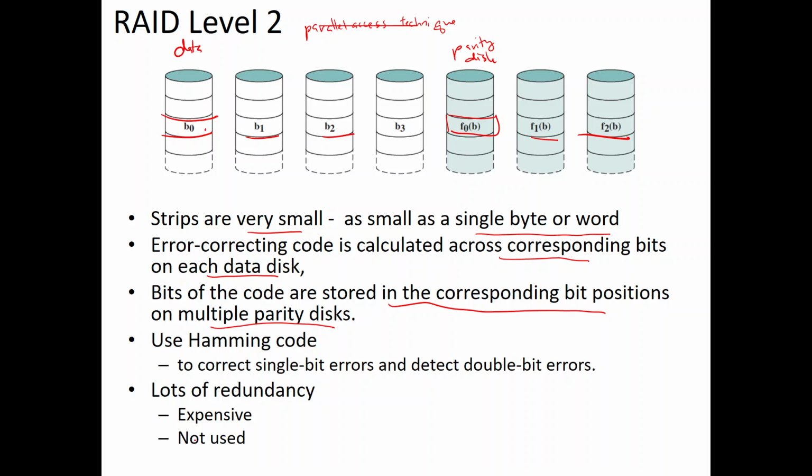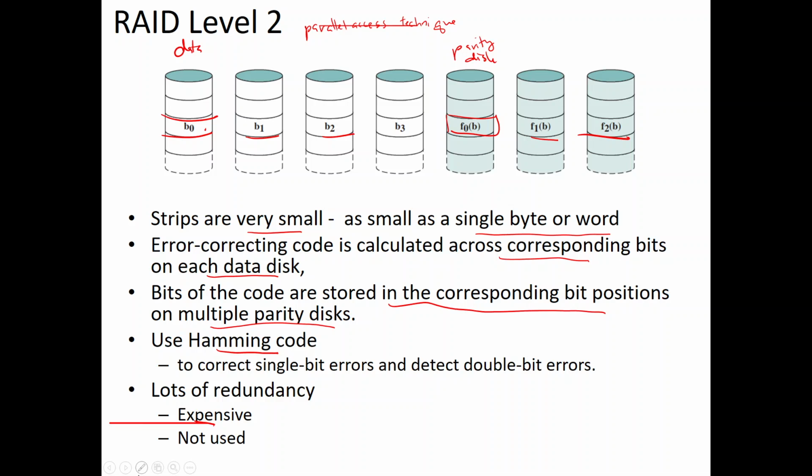Kita kata macam tu. So, for error correcting code ni, dia menggunakan Hamming code to correct single bit errors and detect double bit errors. Okay. It provides lots of redundancy. Okay. But expensive and not used. Okay. Not used disebabkan dia effective in an environment in which many disk errors will occur. So, given the high reliability of individual disk and disk drive, maksudnya sebab sekarang ni design of the disk tu dah more reliable.